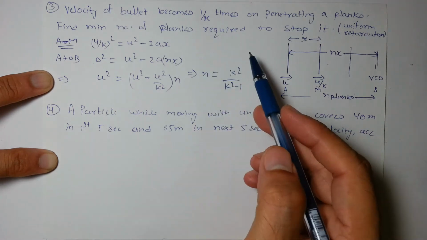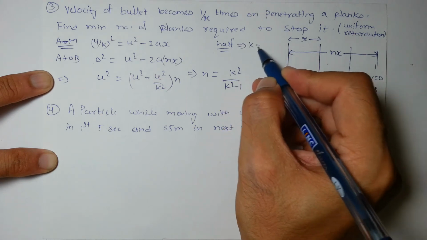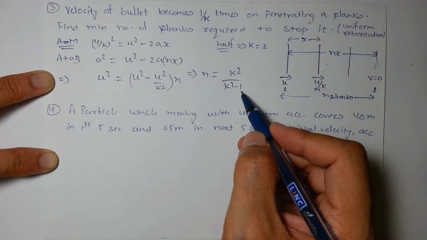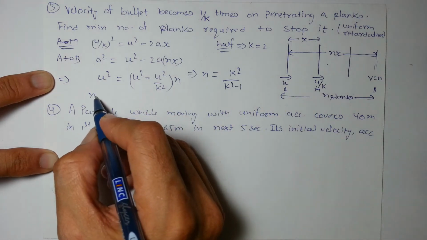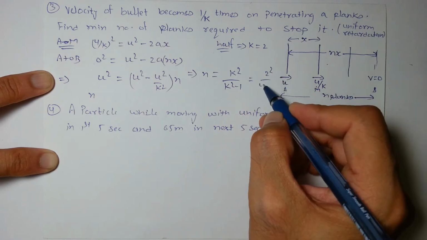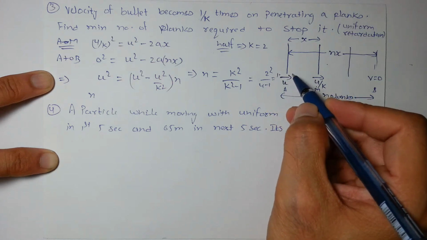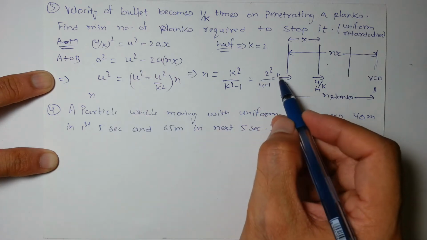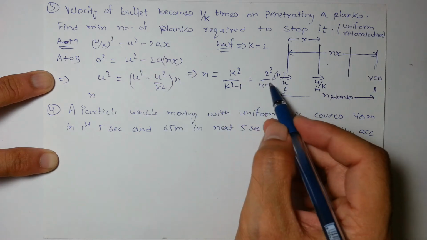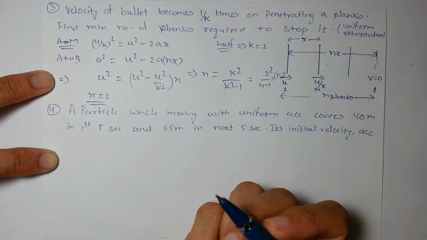Okay, if it becomes half, let's say velocity becomes half, so k is nothing but 2. Okay, obviously sometimes it will come as a fraction. Let's say n comes out to be, on placing k equal to 2, n comes out to be 2 square over 4 minus 1, so that is 1 point something. So you have to take an integer which is just greater than n. If it is fraction, you have to take integer just greater than n. In that case, that will be 2.